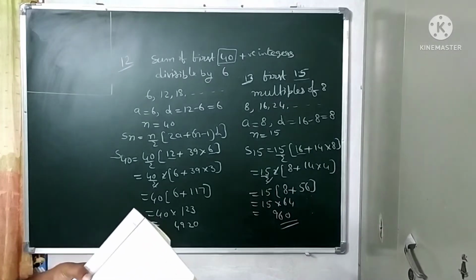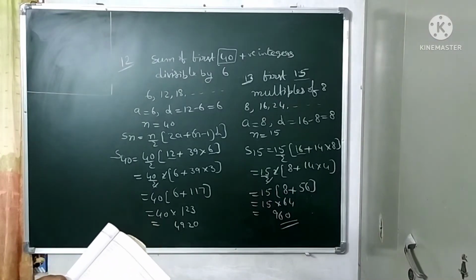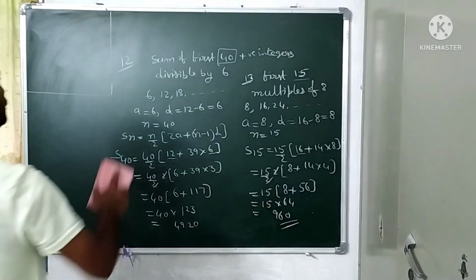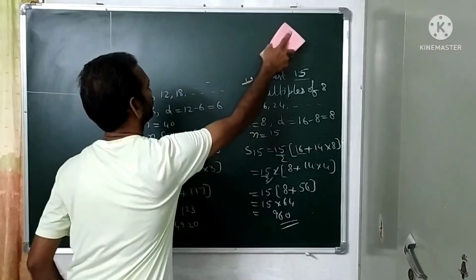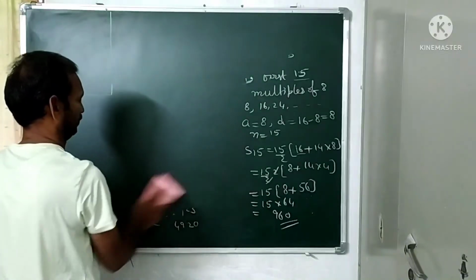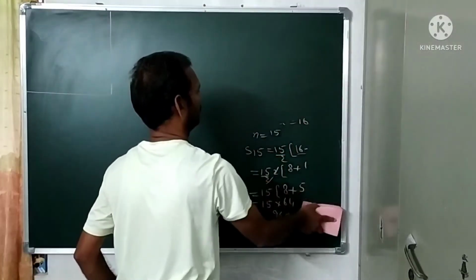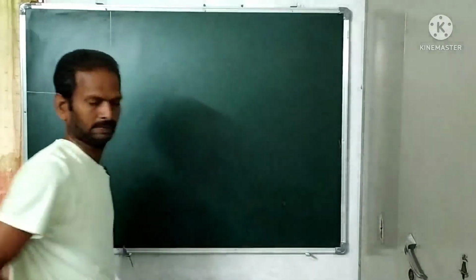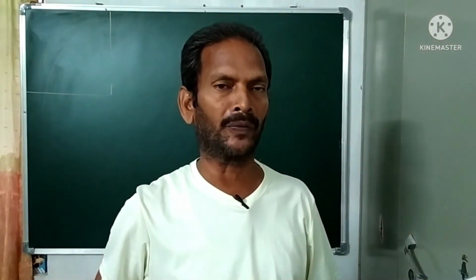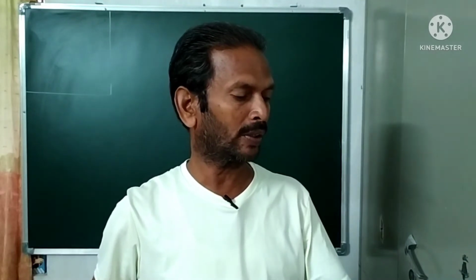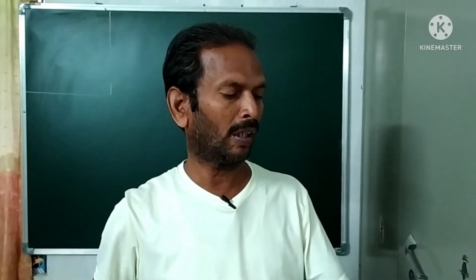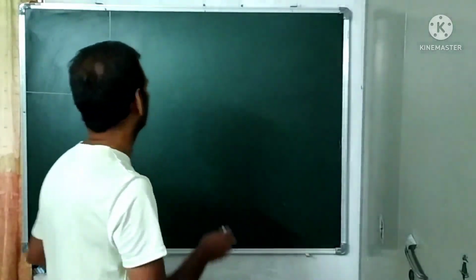That is the 13th sum. Now we will discuss the 14th sum. What do they ask you to calculate? Find the sum of the odd numbers between 0 and 50. Between 0 and 50 means don't consider 0, don't consider 50. Only the in-between numbers you have to consider.